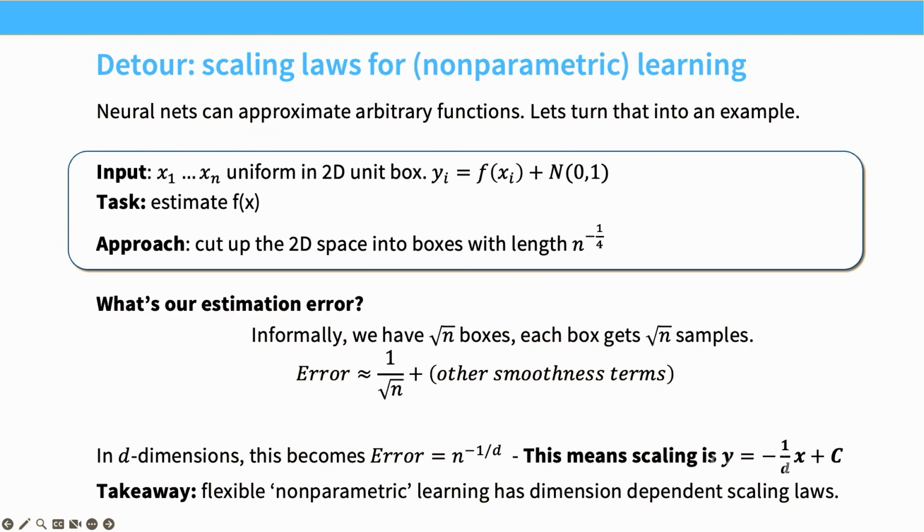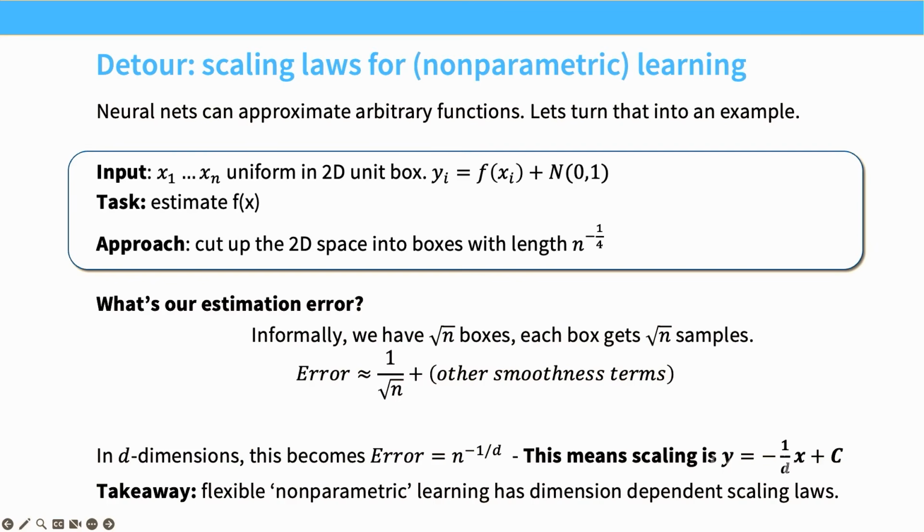And then what's our estimation error? I'll have square root n boxes. Each box is going to get square root n samples. And the error is going to be roughly 1 over square root of n or something, right? And in general, if I have a d-dimensional function I would like to estimate in this very non-parametric, arbitrary way, my error is going to be roughly equal to n to the -1 over d. So my scaling is going to be y equals -1 over d times x. And so now these more flexible functions, more flexible than the linear class, have rates in their scaling laws that are not just 1, they're 1 over d.